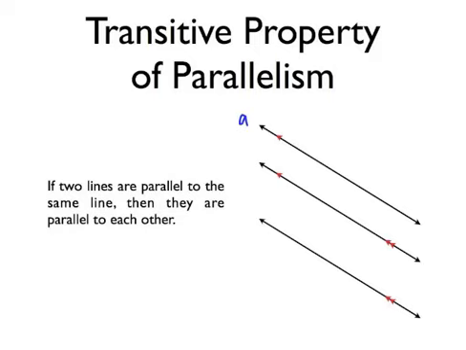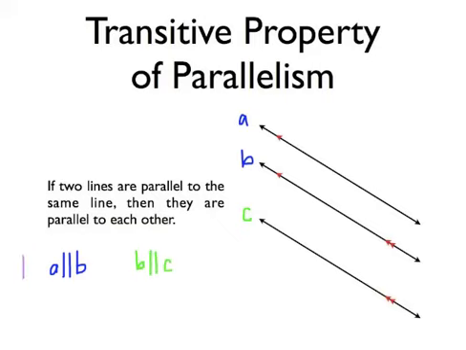We have line A here and line B here. And you will notice that by these markings, we know that line A is parallel to line B. We also have line C down here. And you'll notice that the markings on the right over here, that line B is parallel to line C.